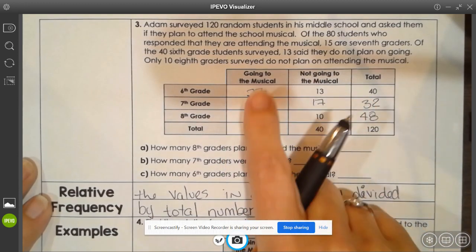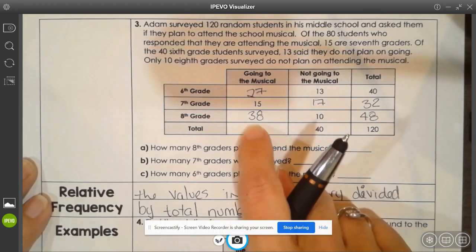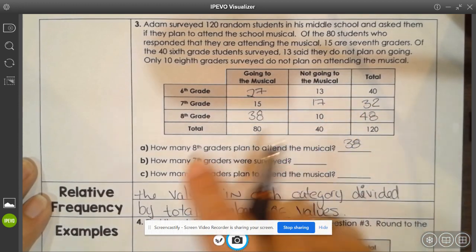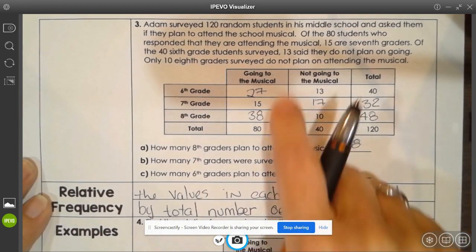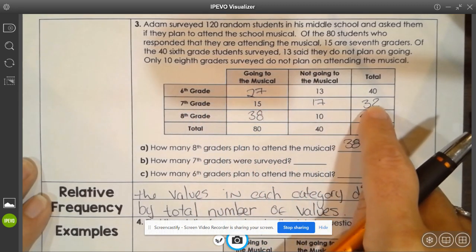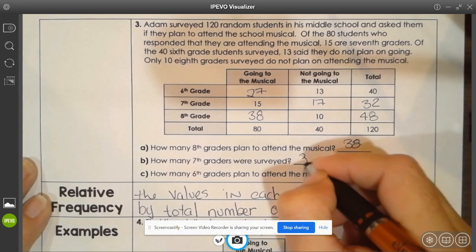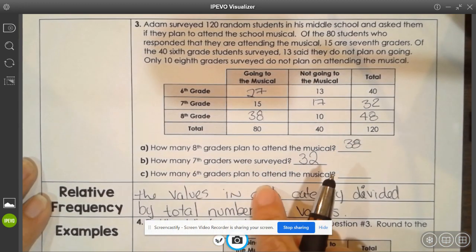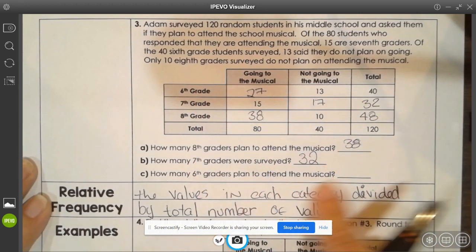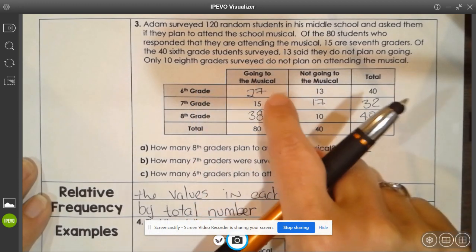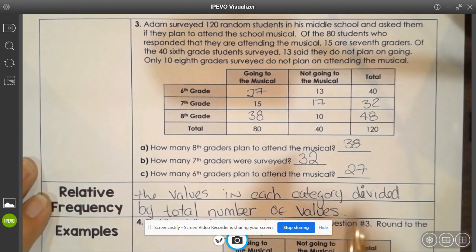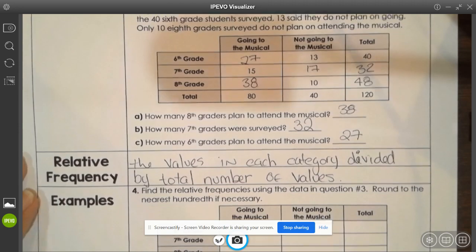All right, so how many 8th graders plan to attend the musical? Well, let's see. Going to the musical, 8th graders, that's 38 total. How many 7th graders were surveyed? Well, this is 7th grader, so all is 32, a total of 32 7th graders. All right, how many 6th graders plan to attend the musical? 6th graders, right here. So that's going to the musical, that's 27. You just gotta check your table really well.